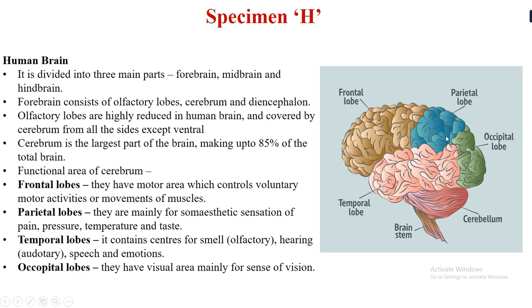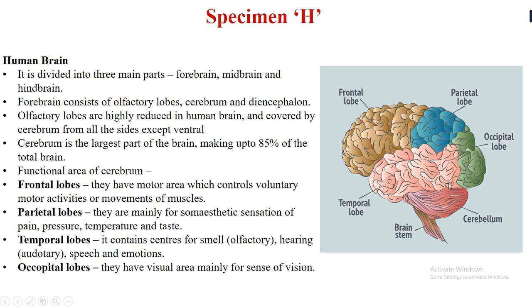The olfactory lobes, as we know, we have studied in the chapter on control and coordination in the theory of this subject, where we studied the human brain. They are highly reduced in the human brain, and the maximum part of this is covered by the cerebrum. Okay, so the olfactory lobe is seen only through the ventral, the downward section of your brain. The upper part is completely covered by the cerebrum.